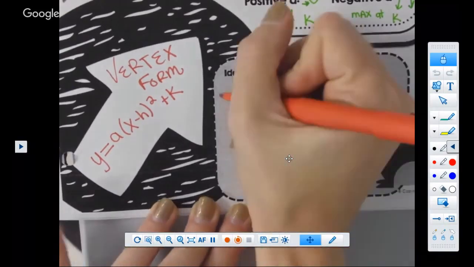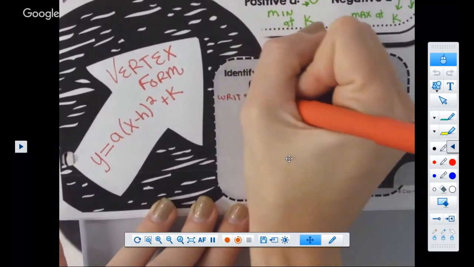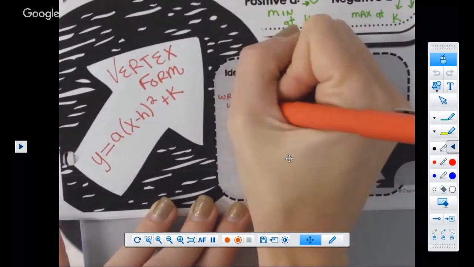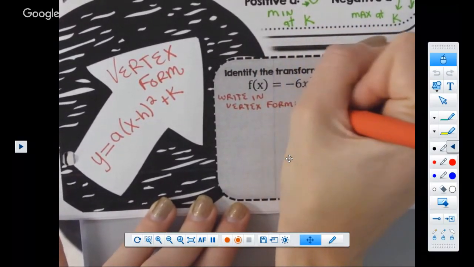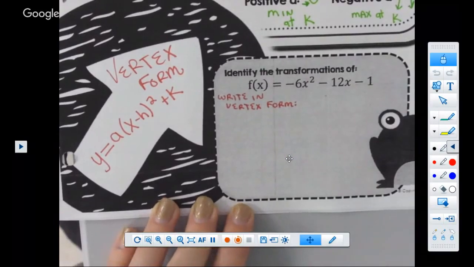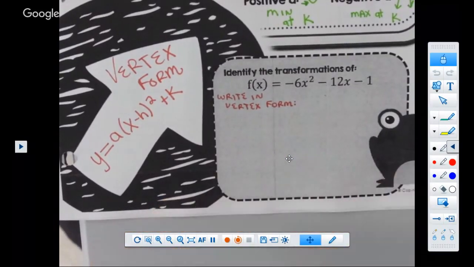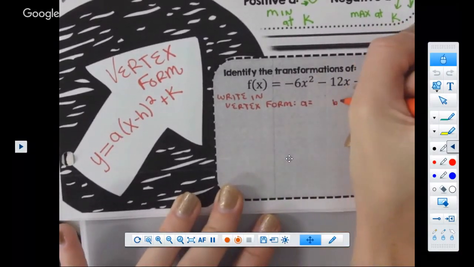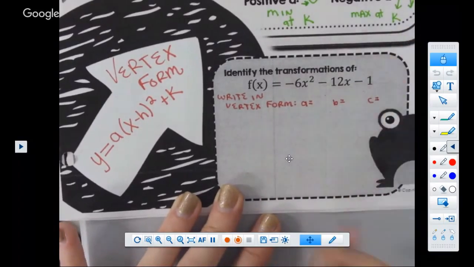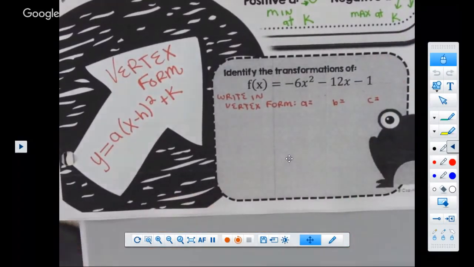Standard form, we're going to write in vertex form. In order to write in vertex form, we follow the same process, but we're now going to answer a different question, but we're still going to do the same thing. So I want you to write down what you think A is, what you think B is, and what you think C is. Tell me A, B, and C of this second problem.